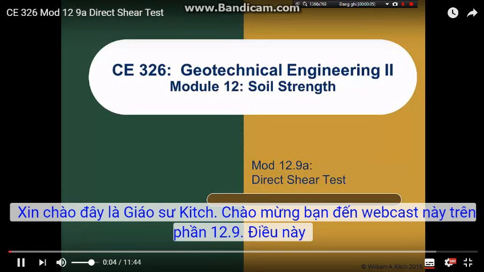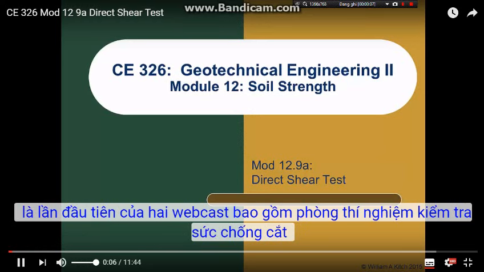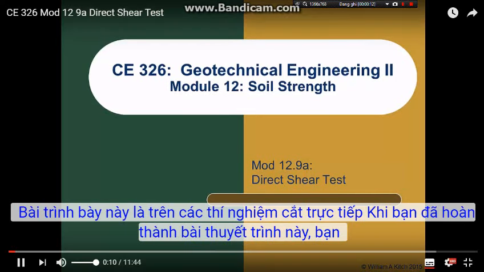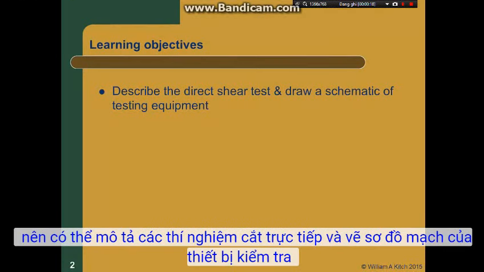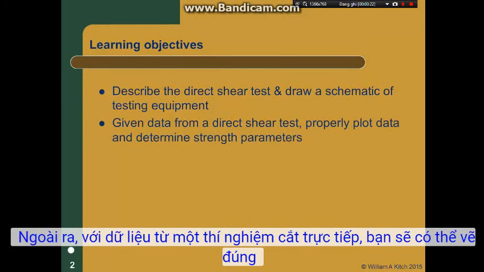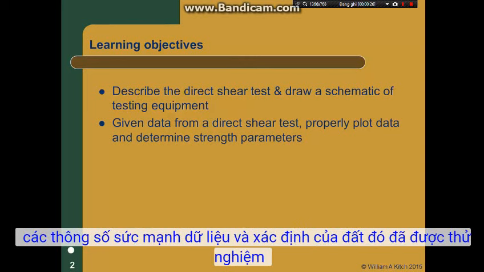Webcast on section 12.9. This is the first of two webcasts covering laboratory shear strength tests. This presentation is on the direct shear test. When you finish this presentation, you should be able to describe the direct shear test and draw a schematic of the test equipment. In addition, given data from a direct shear test, you should be able to properly plot the data and determine the strength parameters for the soil which was tested.